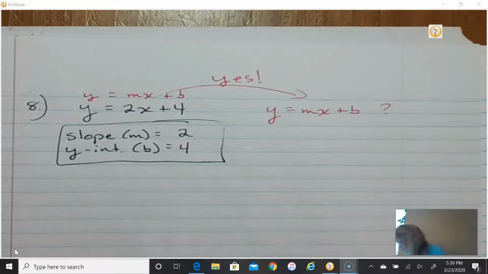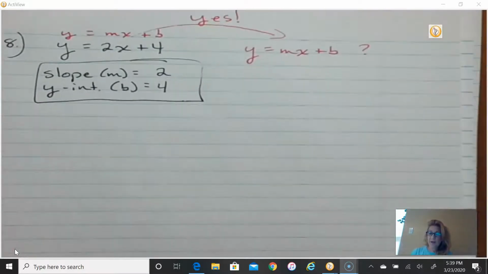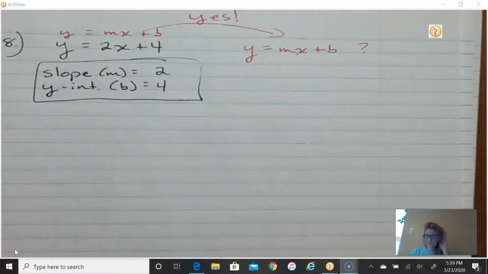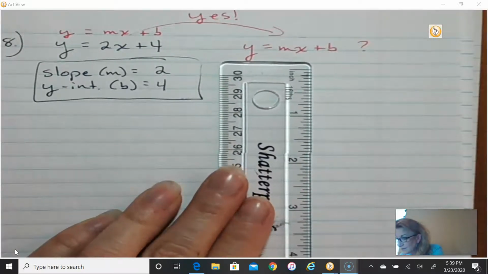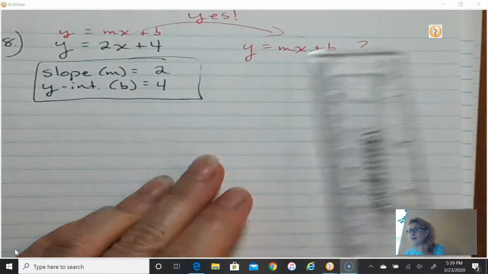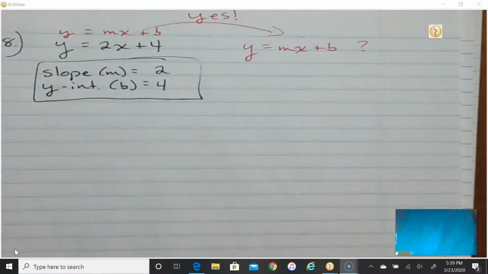Okay? Now, did it say to graph? No. But I want to show you something, because you're going to be doing a lot of graphing. I'm going to show you on graph paper. Hold on.